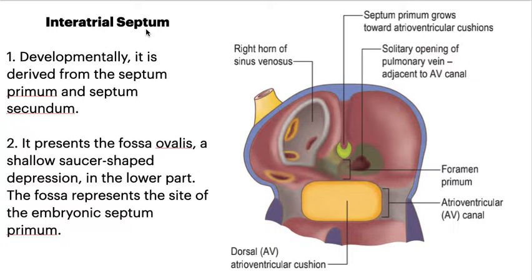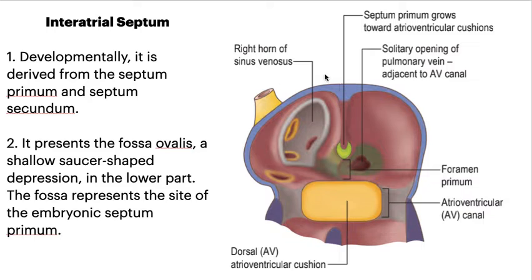The third component is the interatrial septum. So let's see developmentally. It is derived from the septum primum and the septum secundum. This is the septum primum. This is the developing heart. Presents with the fossa ovalis. You can see septum primum growing towards the atrioventricular cushions. This is the foramen primum. This is the atrioventricular valve. This is the atrial section, and this is the ventricular section, right?